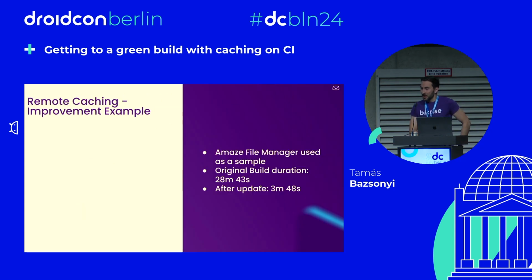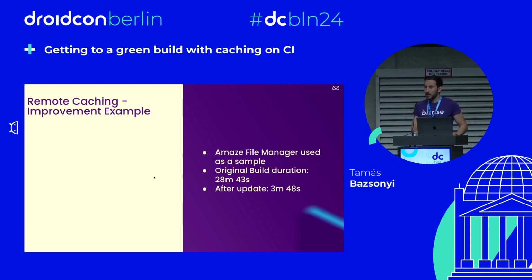Awesome. All right, so let's talk a bit about some examples of the remote caching improvements and what it brings. We were testing with the Amaze File Manager as a sample application. The original duration was around 28 minutes, 43 seconds. After we introduced build cache, that execution time went down to 3 minutes, 48 seconds. So it was quite an impressive improvement.